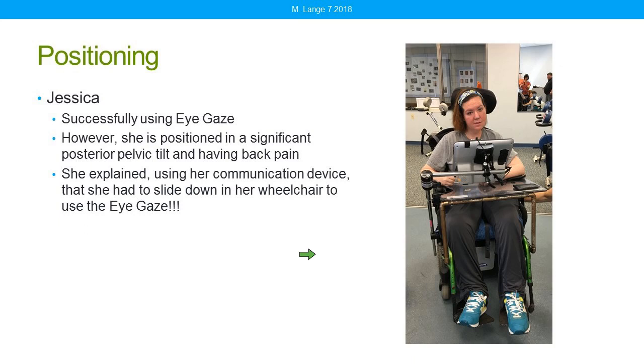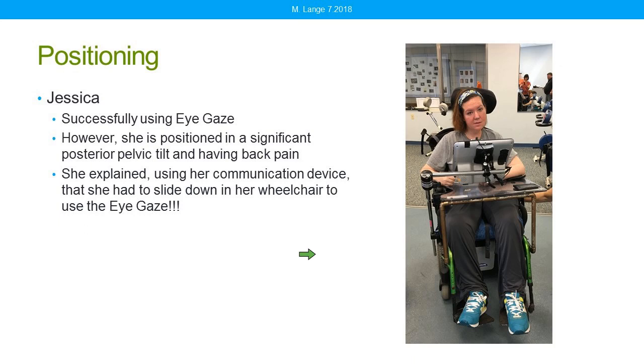And here's another example. This is Jessica. She is successfully using her eye gaze. Even though it's mounted a little on the low side, you can see that she is using her eye gaze here. However, she's positioned in a lot of posterior pelvic tilt. It's hard to tell in this picture, but my job was to look at her positioning and look at her access. She's in a huge amount of posterior pelvic tilt, and it's causing significant back pain.